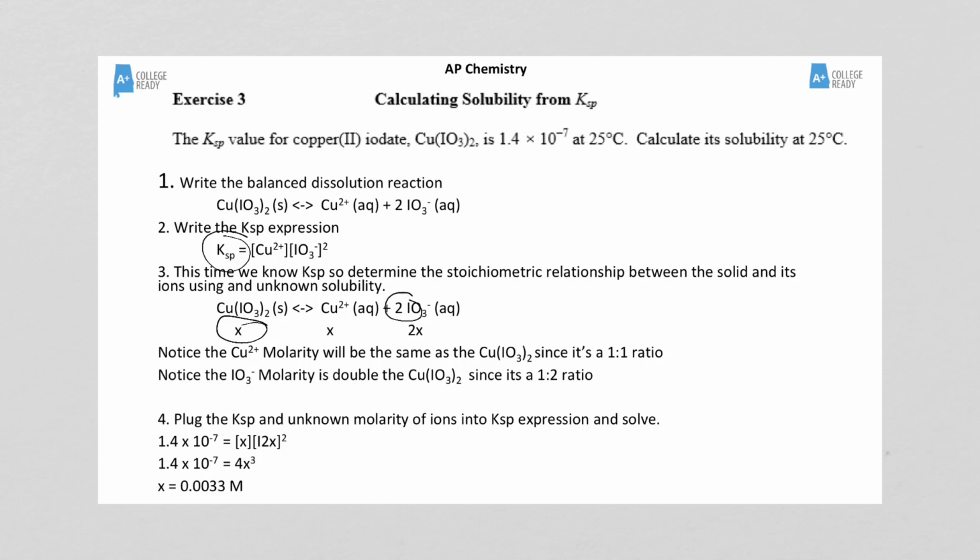So again, I can solve this KSP expression. I just have different information this time. So notice I plugged in my KSP, I plugged in X, plugged in 2X. Don't forget to square it. So now it's 2X squared. The 2 is squared and the X, so that's 4X squared times X is how I got 4X cubed. Divide by 4, take the cube root, and you do have the answer.